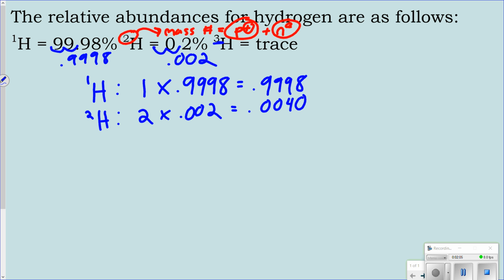Already on the last step. The last step is to add these things together. And so I'll add them together, and I'll get 1.0038. My units for this are atomic mass units, which we're going to convert later on in the year to grams, which is a very simple conversion. But we're just going to leave them as atomic mass units for the time being.